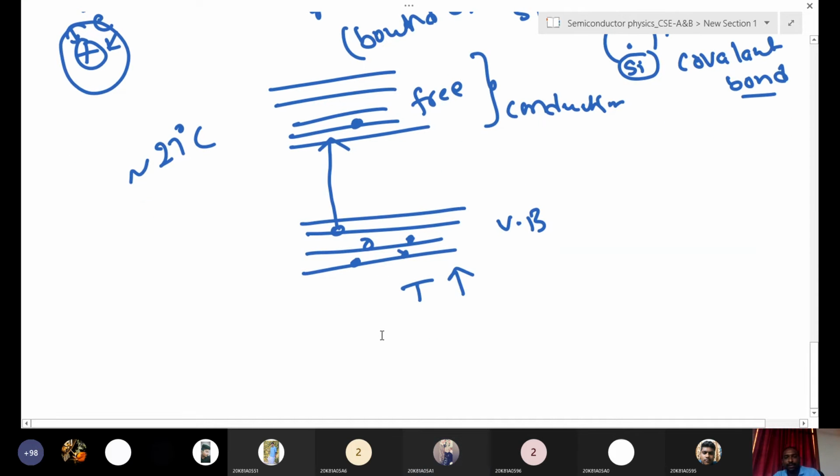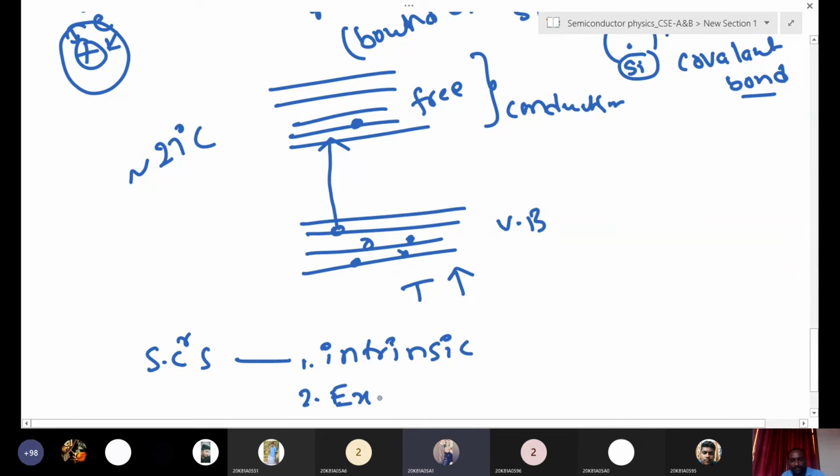This is about general semiconductors. Now, semiconductors are generally of two types. I am writing in shortcut: one is intrinsic semiconductor, and the second is extrinsic semiconductor. Very good, extrinsic semiconductor.